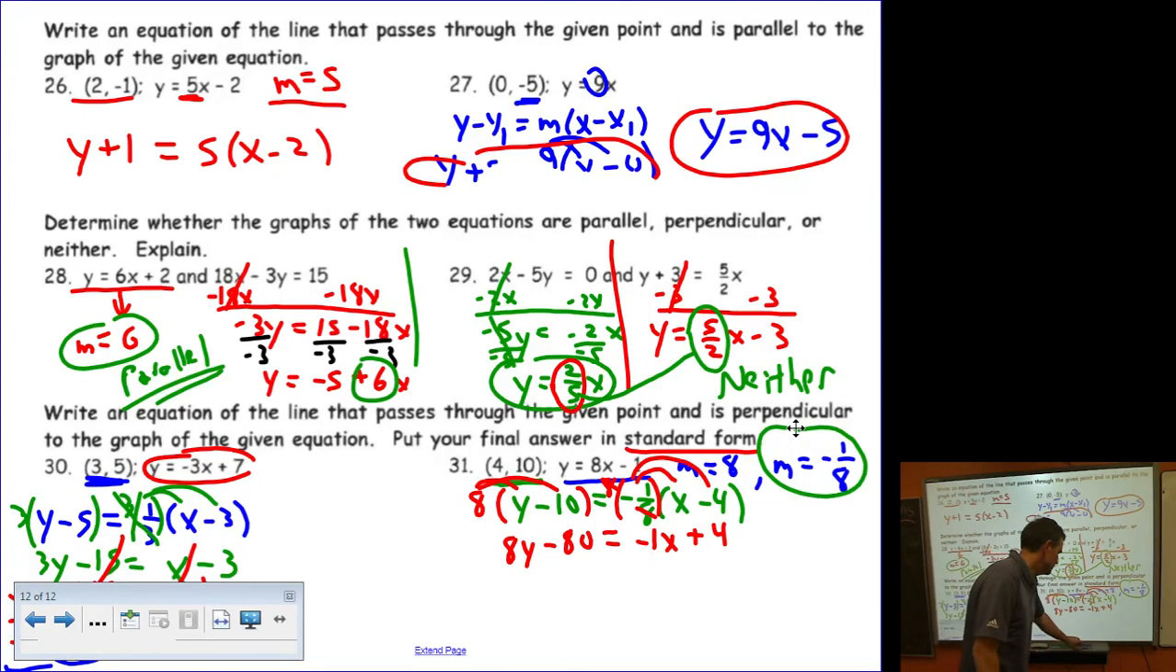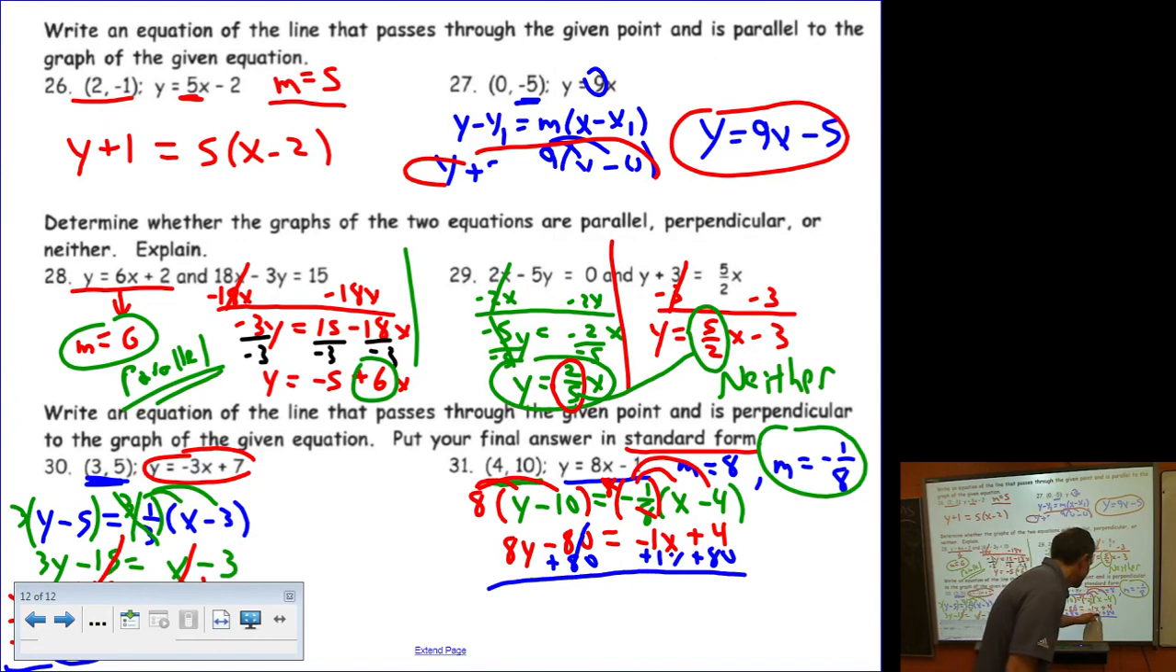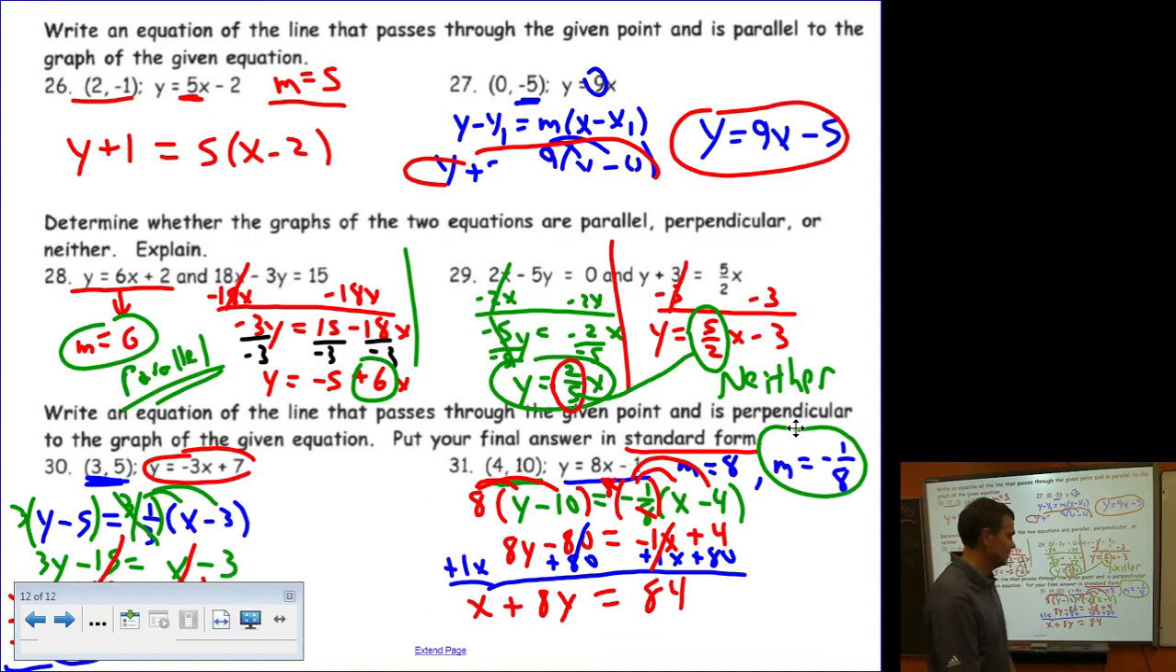Let's move the terms. The 80 needs to move to the other side, so I'm going to add 80. The x needs to move to the other side, so I'm going to add 1x to both sides. And my final result is 1x plus 8y equals 84. And I'm in standard form. All right?